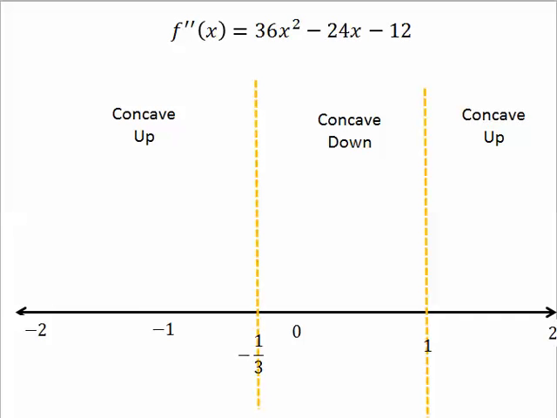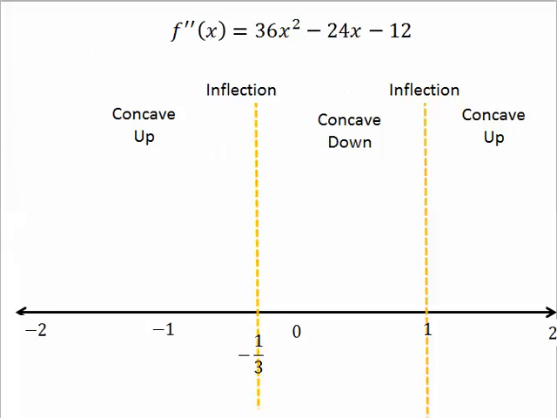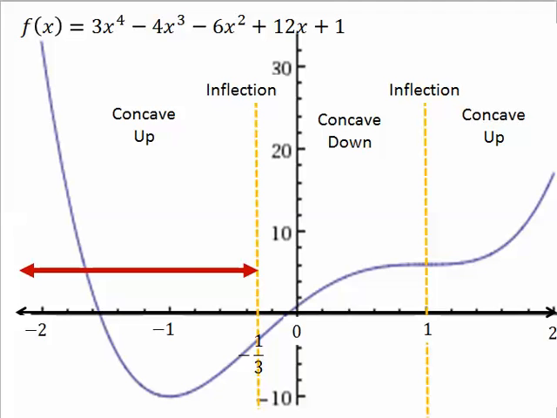After I find where my function is concave up and concave down, then I go to step 4 and I look for changes in concavity. And the 2 possible inflection points are, in fact, inflection points. So -1/3 is an inflection point because I go from concave up to concave down. And x equals 1 is an inflection point as well because I go from concave down to concave up. So on my first interval, notice that I have concave up, and then concave down, and then concave up again.